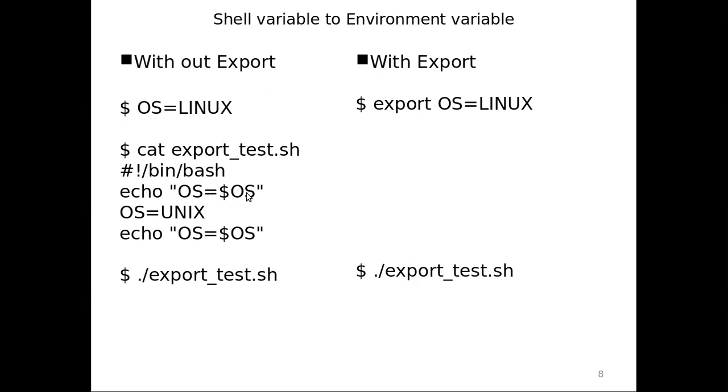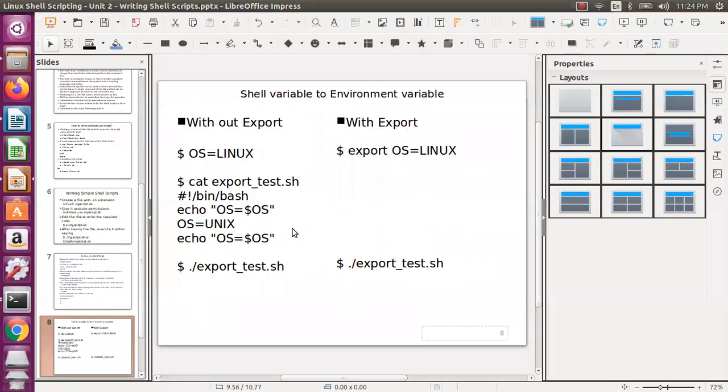Then you are doing OS, and you assign OS as Unix, and echo OS, then Unix will be displayed here. Okay, so once you come out of the script file, the OS will be Linux only, because this one will not affect it. Why? Because you are not exporting. If you export and then test, it will be different. So let us test.